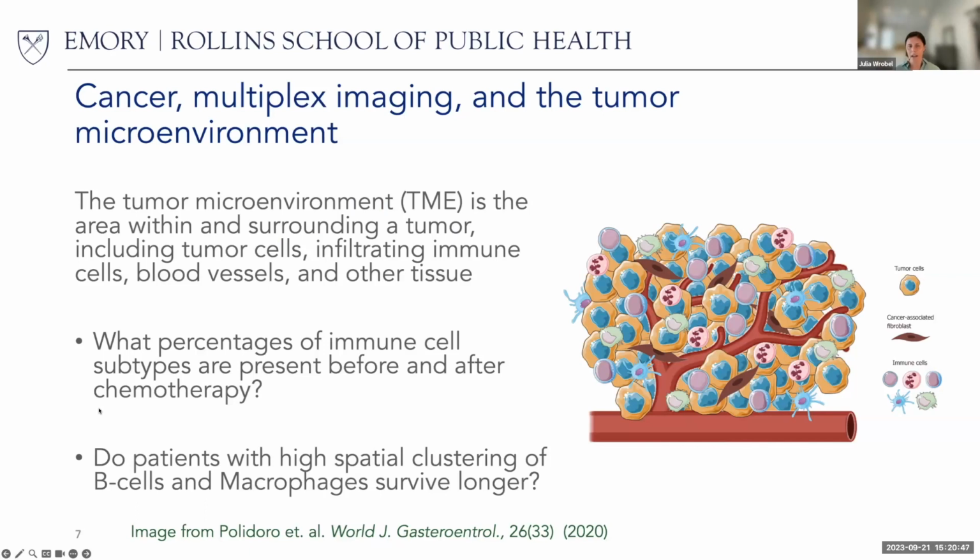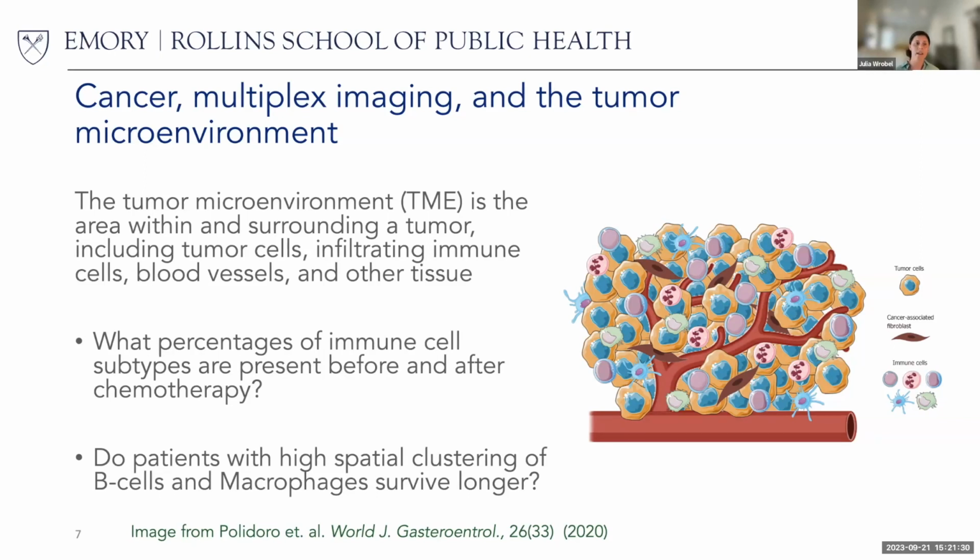Okay, so why are we collecting this data? For the most part, at least for initial applications, people are collecting this type of data because they're trying to understand the relationship between immune cells in cancer better. In cancer, there's this concept called the tumor microenvironment, which is the area within and surrounding a tumor, and it includes tumor cells, infiltrating immune cells of different types, blood vessels, and other tissue. By better understanding the relationships between immune cells and the tumor, we can come up with better therapies that are personal and directed and target specific interactions between those cells.